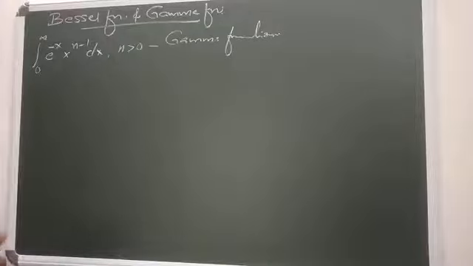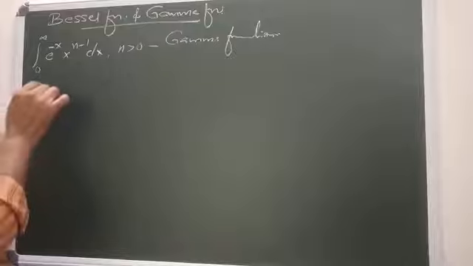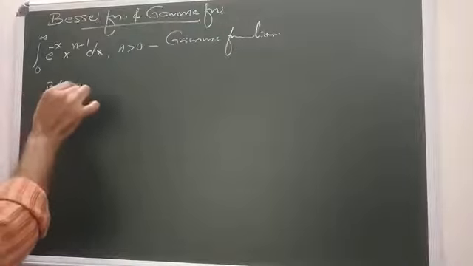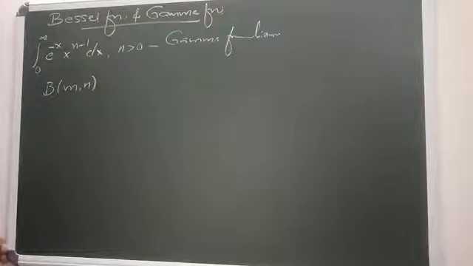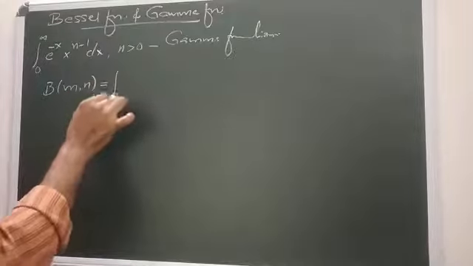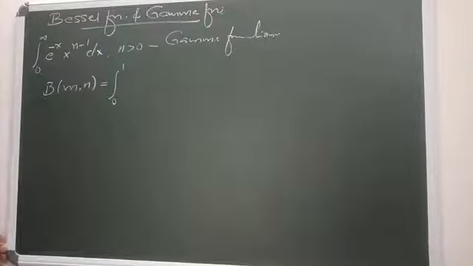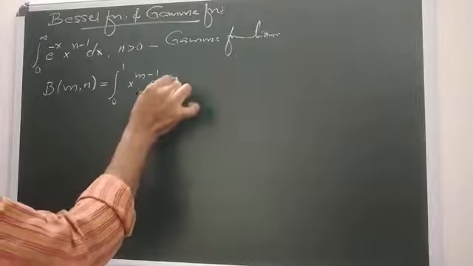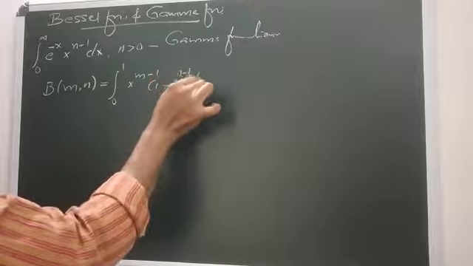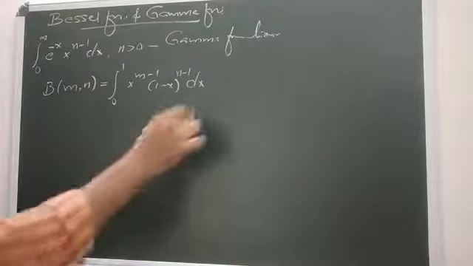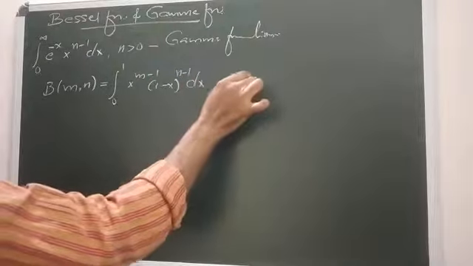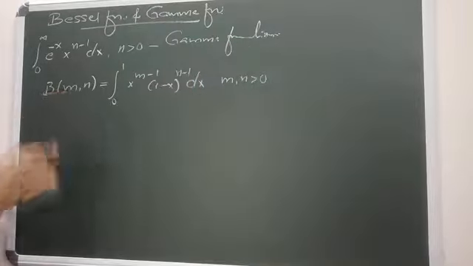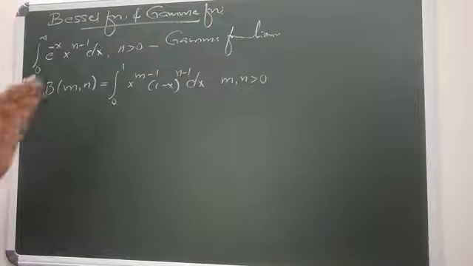So the question is, which is the Eulerian integral of first kind? The Eulerian integral of first kind is known as the beta function, which is denoted by beta(m,n) and is defined as integral 0 to 1 x power m minus 1 into (1 minus x) to the power n minus 1 dx, where m and n are positive, m, n greater than 0. So this is the beta function, and this is also called the Eulerian integral of first kind.